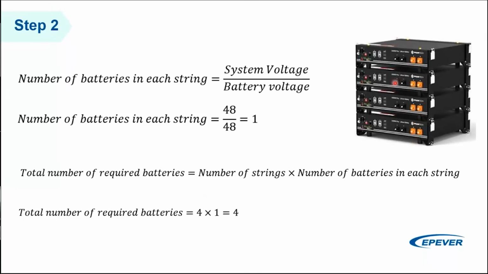This is just an example of what I have. The final step is to determine the number of batteries in each string, and this is calculated by dividing the system voltage by the battery voltage. So I have 4 strings, and each string must have 1 battery, and the total number of required batteries is the number of strings, which was 4, multiplied by the number of batteries in each string, which was 1. In other words, I need 4 batteries with a voltage of 48 and a capacity of at least 64 amp hours.